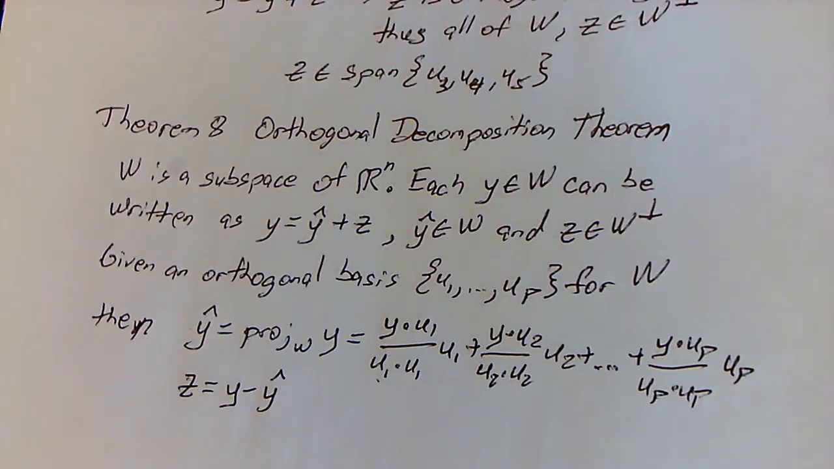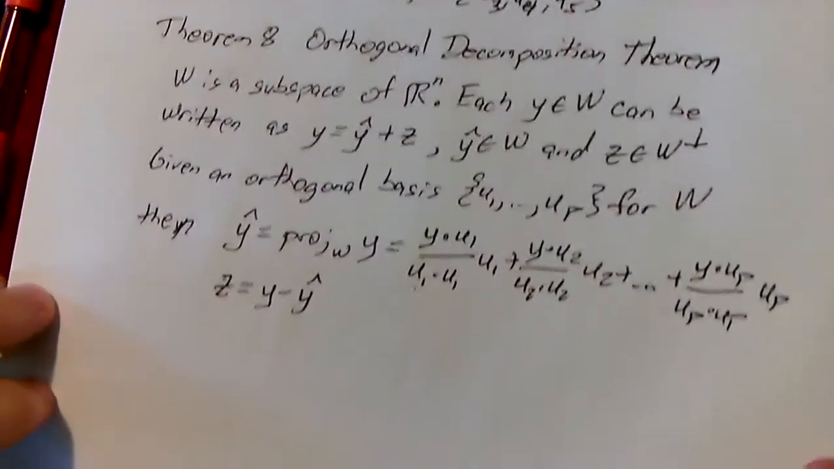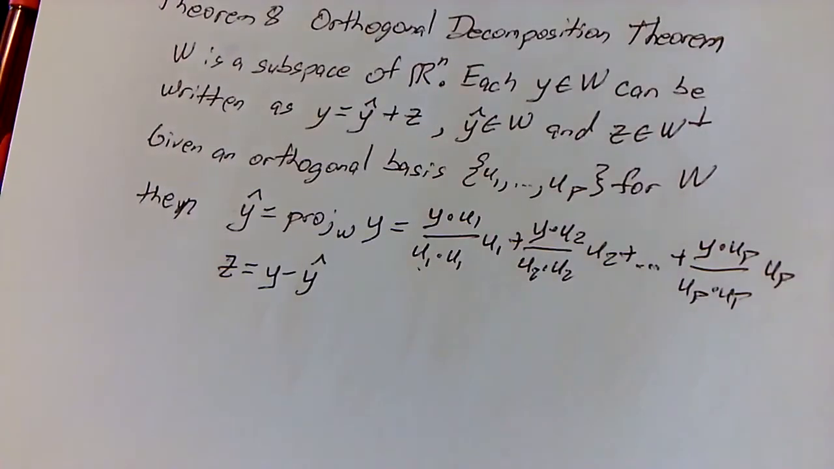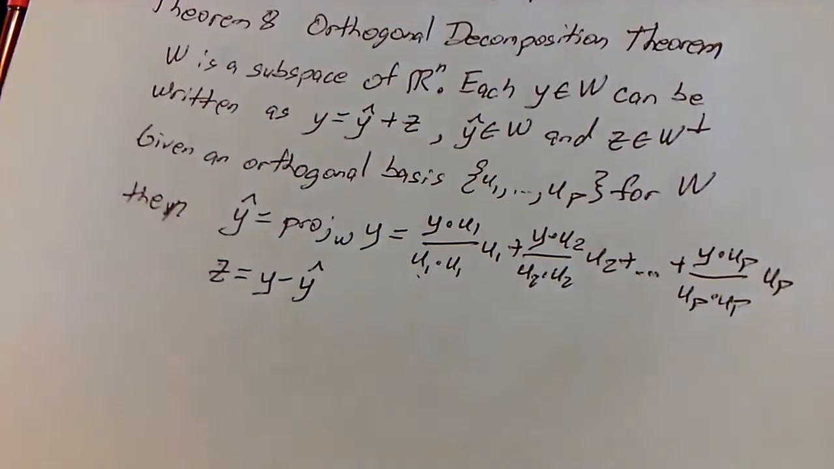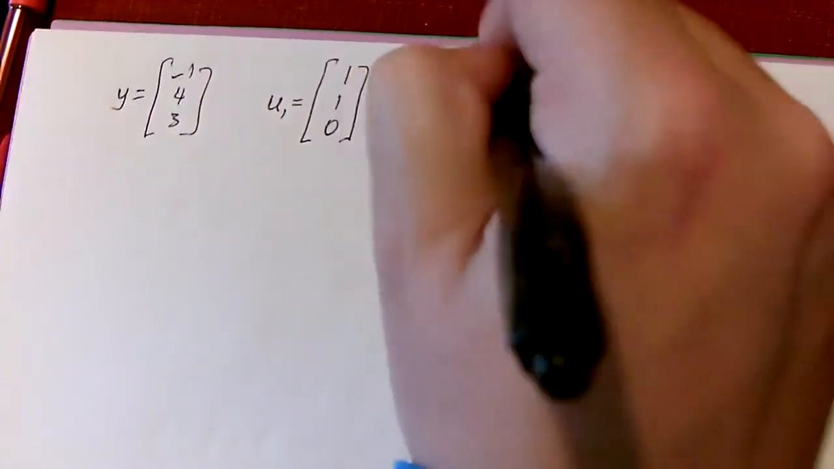Okay, so let's look at a first example here. I'm going to go to the next page just to make sure I don't run out of room. So I'm going to have a vector Y, which equals -1, 4, 3. My vector U1 is going to be 1, 1, 0, and my vector U2 is going to be -1, 1, 0.